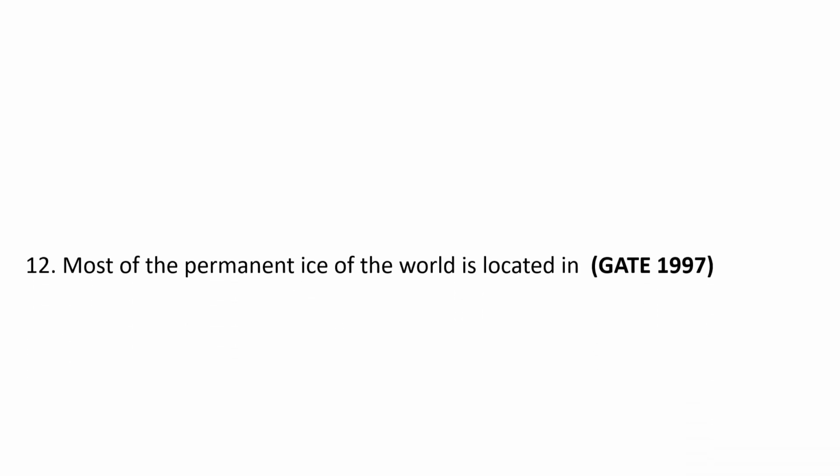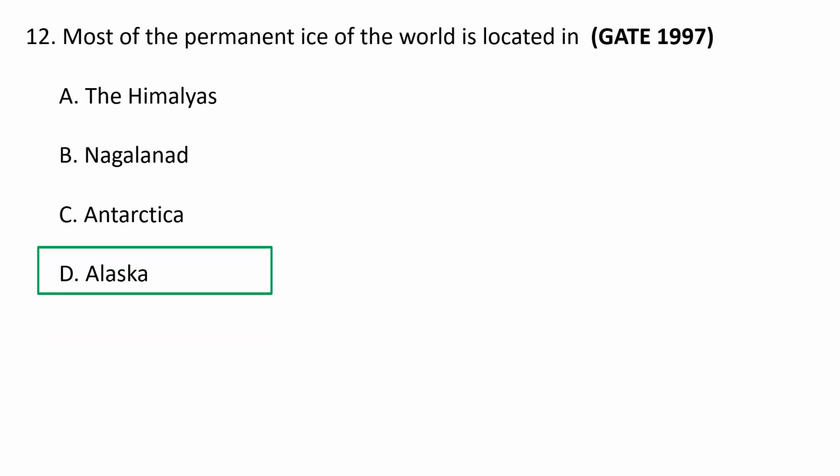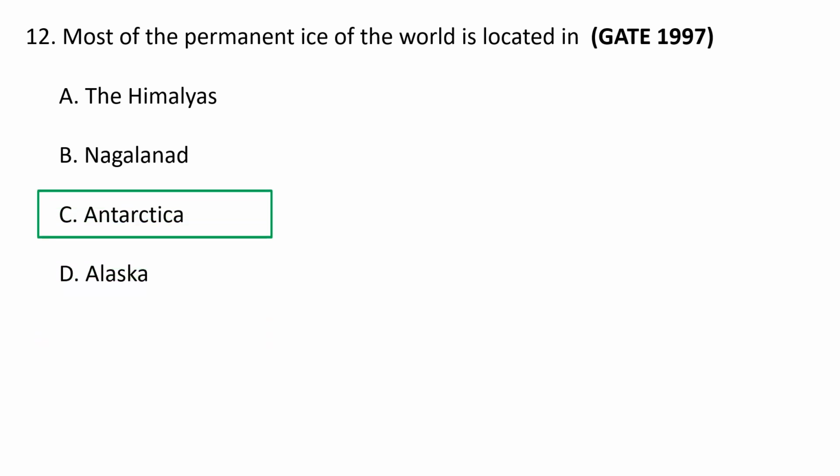Next question. Most of the permanent ice of the world is located in: A. Himalayas, B. Nagaland, C. Antarctica, D. Alaska. Most of the permanent ice of the world is located in Antarctica. The world's largest glaciers by area are found in Antarctica, where you can see large amounts of ice they have accumulated over long time periods. In spite of low annual precipitation, because of the continent's low temperature and relatively flat topography, most of the permanent ice of the world is located in Antarctica. C is the correct option.